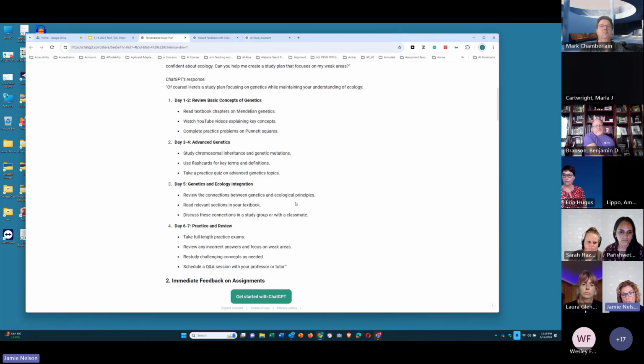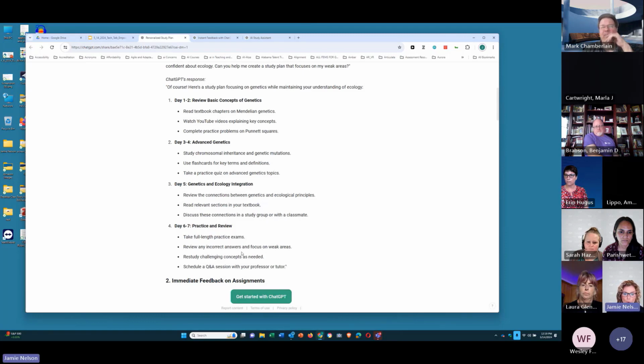Review connections between genetics and ecological principles. Read your textbook, of course, right? Discuss connections in a study group or with a classmate. So you can drill down more on these and say, tell me more about this. Tell me more about discussing connections in a study group with a classmate. Give me specific instruction on that, and it will give you specific instruction.